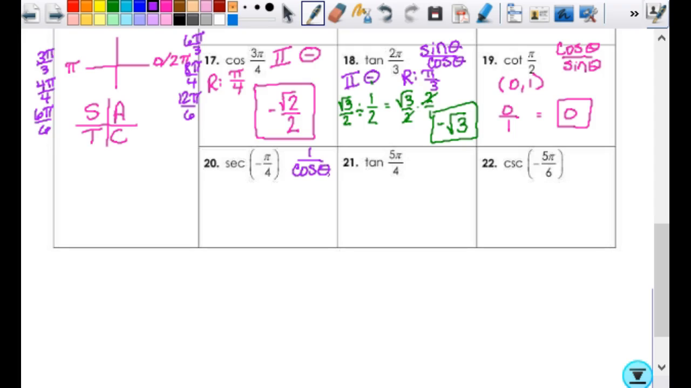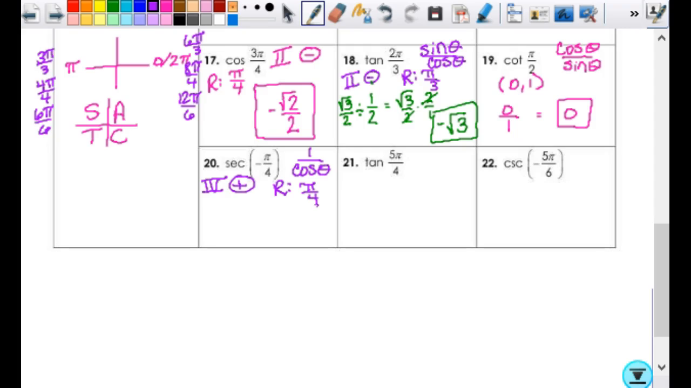So then negative pi fourths. What quadrant is that in? It's negative, so we're going this way pi fourths, so I'm in the fourth quadrant, right? So in the fourth quadrant, is cosine positive or negative? The fourth quadrant is positive, right? So it's positive, which means my final answer is just what? Pi fourths, just pi. Always acute, always positive.